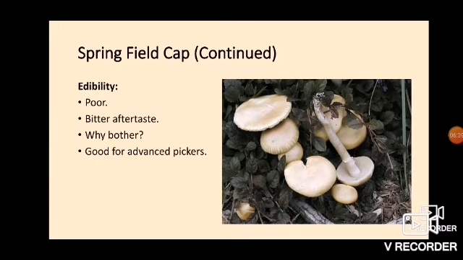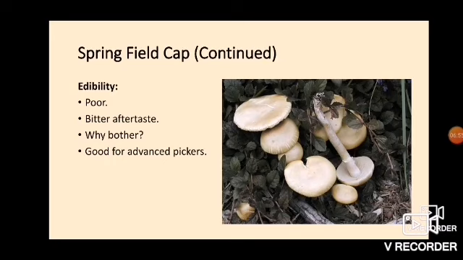In terms of edibility, they are edible, but they are poor. They have a bitter aftertaste. As I put there, why bother? It's probably why they're overlooked. But it's a good one to know, regardless, just for the sake of knowing.